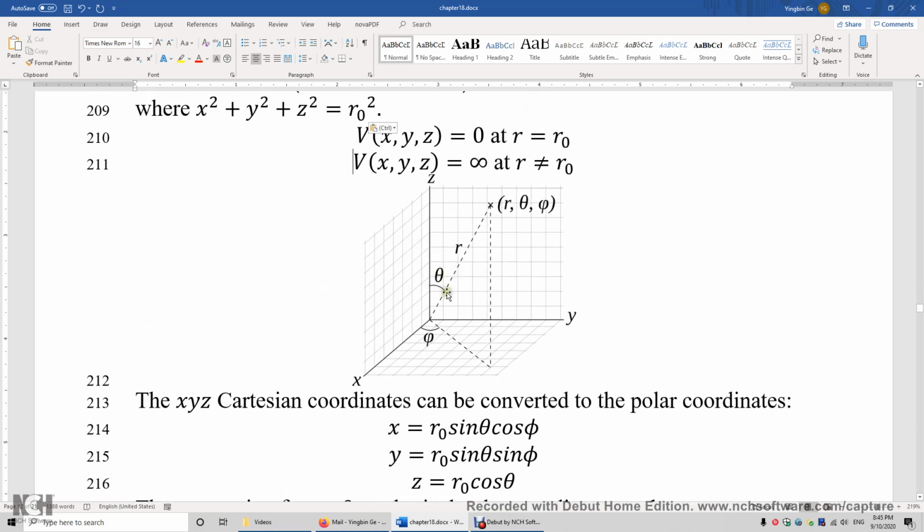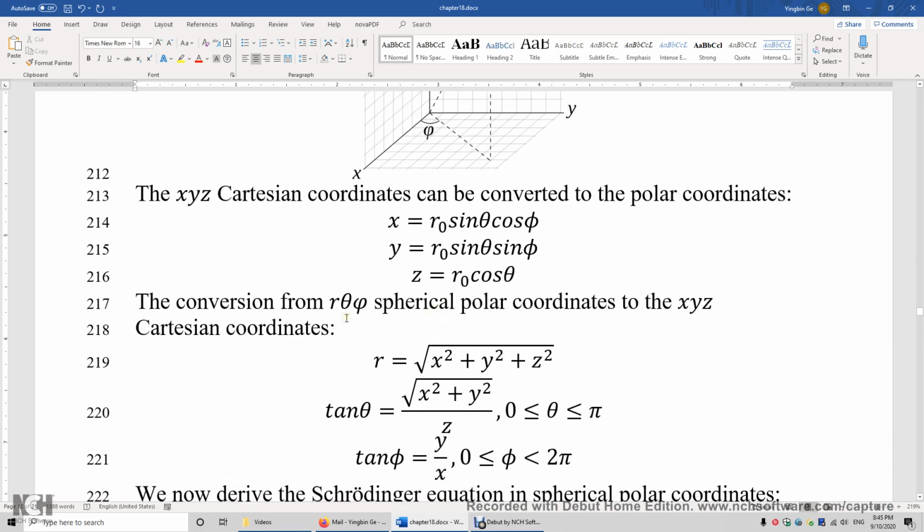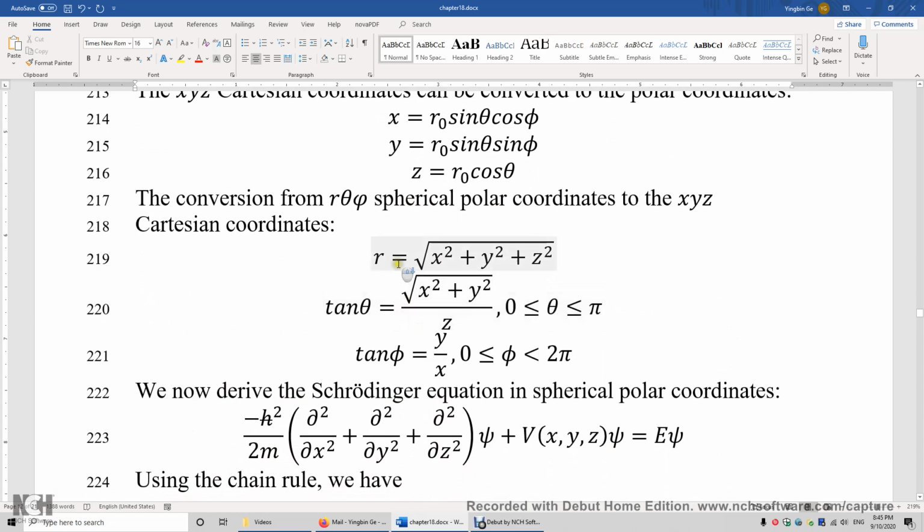By the way, this theta corresponds to the latitude of Earth. Phi corresponds to the longitude. The conversion from the polar coordinates to xyz is here. R is the square root of x squared plus y squared plus z squared. And tangent theta is, again, the projection of r on the xy plane, this one, over z. That's tangent theta. All right? Tangent phi is simply y over x.